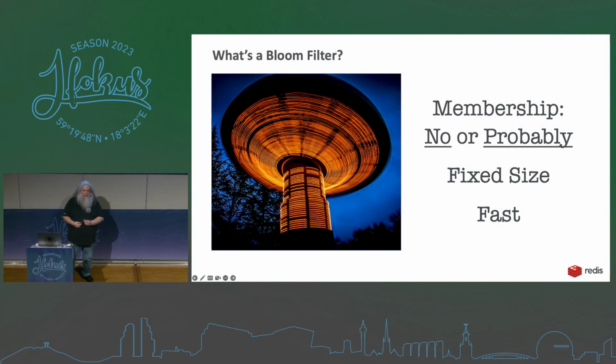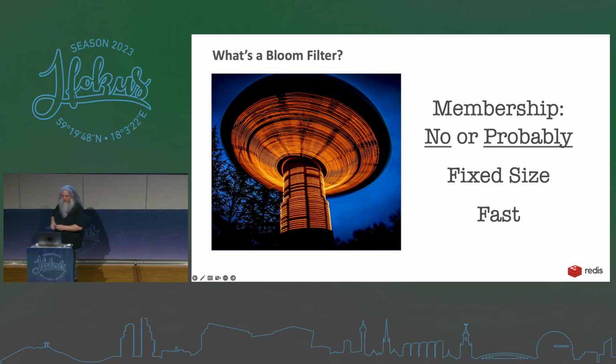A Bloom filter is a set that lets you do two things. You can add to it, and you can test for membership. It will answer no, this thing is not in the set, or probably this thing is in the set. It doesn't say yes, it says probably. So you can get false positives, but you can't get false negatives. The cool thing with Bloom filters is when you create it, it is of a fixed size, and it never gets any bigger. And every operation on it is O(1), which is pretty cool.